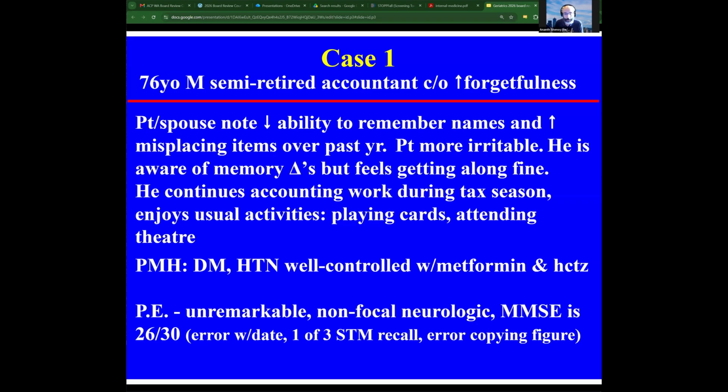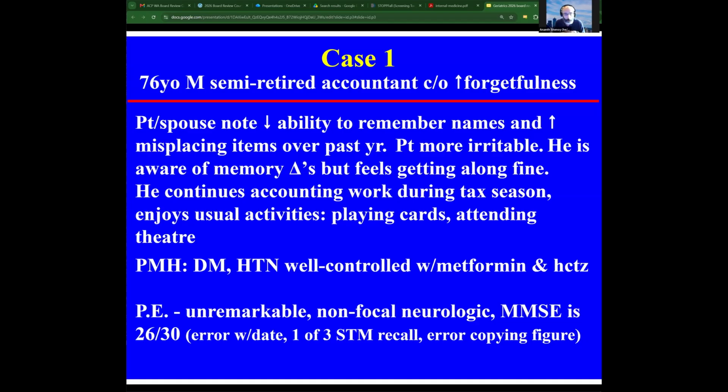All right. For case number one, we have a 76-year-old gentleman, semi-retired, who was an accountant and is coming in complaining of forgetfulness. His spouse, who helpfully accompanies him, notes that he has a decreased ability to remember names and has been misplacing items more over the past year. The patient in general has been more irritable, and he is aware of the memory changes, but feels like he's getting along just fine. He has continued accounting work during tax season and enjoys some activities and hobbies, including playing cards and attending theater. Past medical history is notable for diabetes and well-controlled hypertension. He only takes metformin and hydrochlorothiazide.